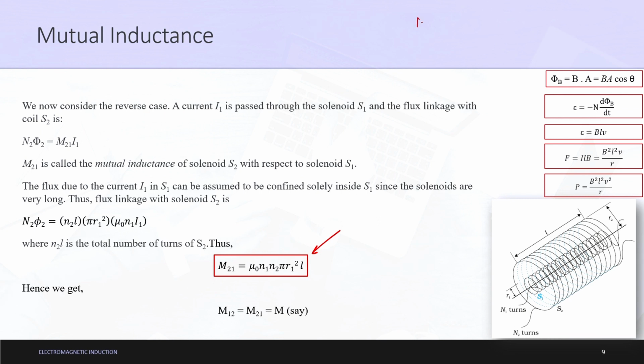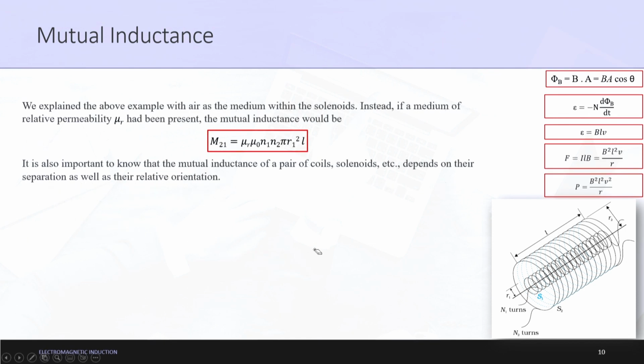Just to reiterate again what the denotation here is. The number written on the right is the one with respect to which we are talking, and the number written on the left is the solenoid whose mutual inductance we are talking about. So here we are talking about the mutual inductance in S2 with respect to solenoid S1. In this case we are talking about the mutual inductance with respect to solenoid S2 of what? Of solenoid S1. So this is a small concept I just reiterated to you.